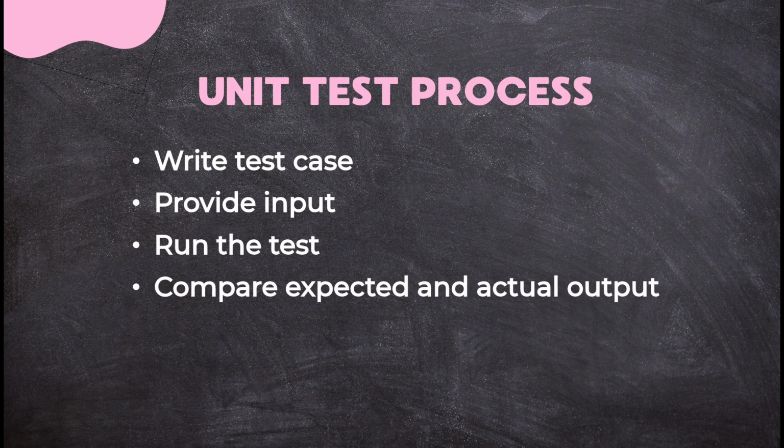Unit testing process usually follows several steps. First, the developer writes a test case which defines what part of the code will be tested. Second, the developer provides input values to the unit being tested. Third, the test is executed or run. And lastly, the expected output is compared with the actual output produced by the program. If the outputs match, the test passes. If not, the developer needs to fix the code.